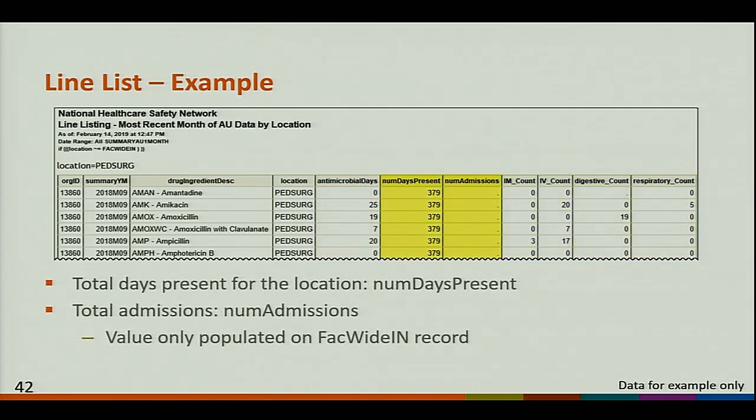And then finally, in the middle of the line list, we have our denominators, our days present, and our number of admissions. I do want to point out that number of admissions, remember, is only submitted for FACWIDE IN. So if you generate a line list for any patient care unit that's not FACWIDE IN, you will see in the number of admissions column a little period or a little dot there indicating that that is not applicable.